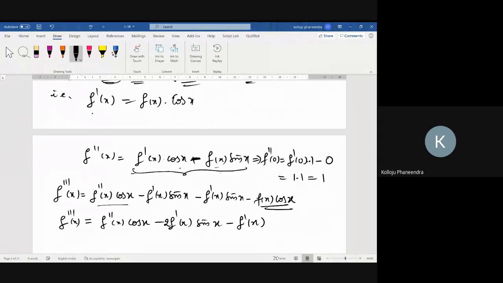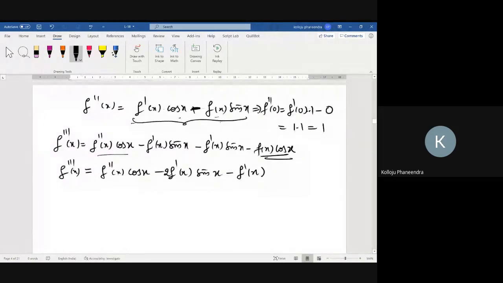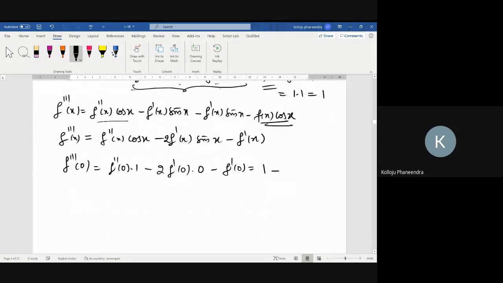Since the required series is up to x power 4, I have to calculate up to the fourth derivative, if it is not 0. So f triple dash 0 value is what? f double dash 0 into 1 minus 2 f dash 0 into 0 minus f 0. So f double dash 0 value is 1, f dash 0 value is 1, and anyway this is 0. This is 1. So 1 minus 1, 0. Right?